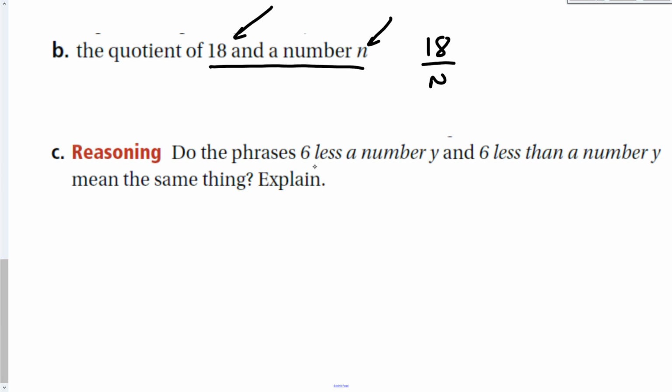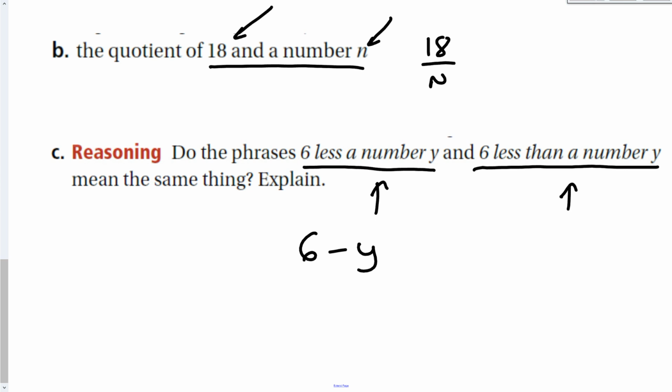Do the phrases 6 less a number y and 6 less than a number y mean the same thing? And in fact, they don't. So if we look at the first expression right there, 6 less a number y, which means we're going to start at 6, and we're going to go down by some number y. As opposed to the second expression right there, which is 6 less than a number y, which means that we're starting at y and getting 6 less than that. So definitely two different ways to express similar, but not the same expressions.